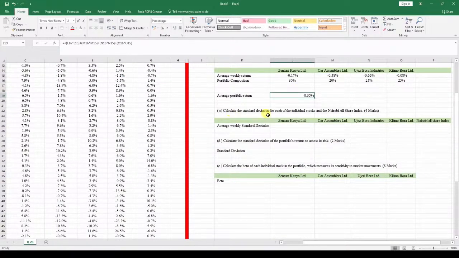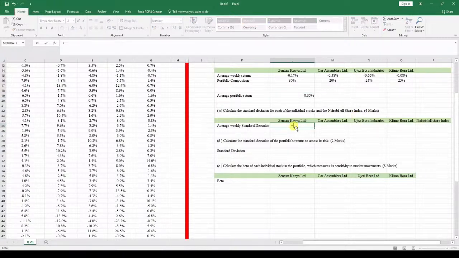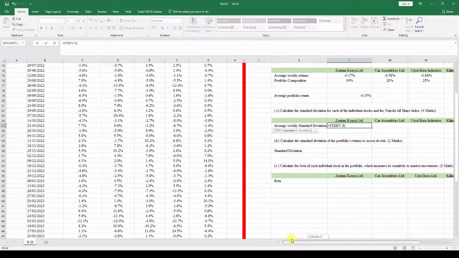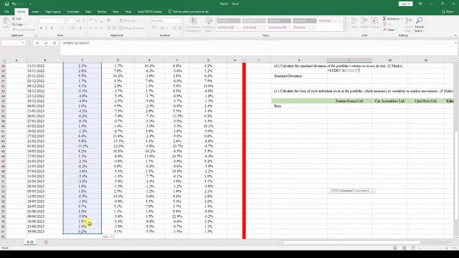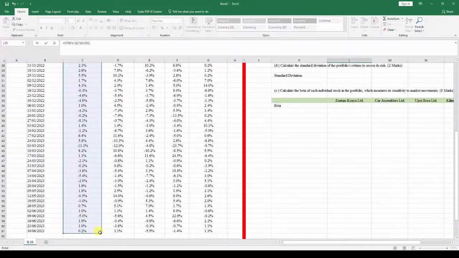Calculate the standard deviation for each of the individual stocks and the Nairobi All Share Index. That's 4 marks. So the standard deviation would be, we pick STDEV, not P, because we're not picking for the entire population. We want STDEV, standard deviation for the sample. So we double click that, and we just pick the values here. We highlight the values for Z term, so we highlight it down like that, and it calculates for us the standard deviation for Z term.